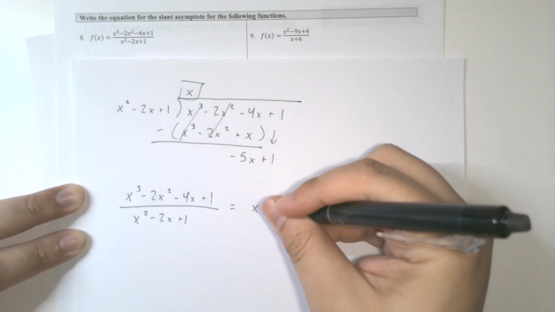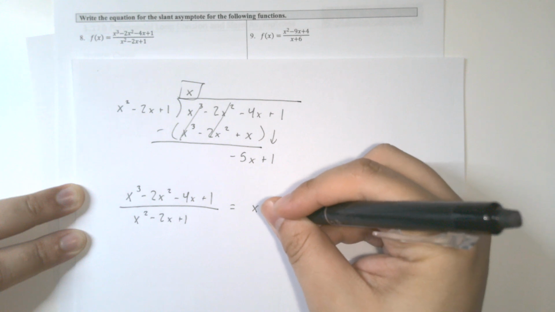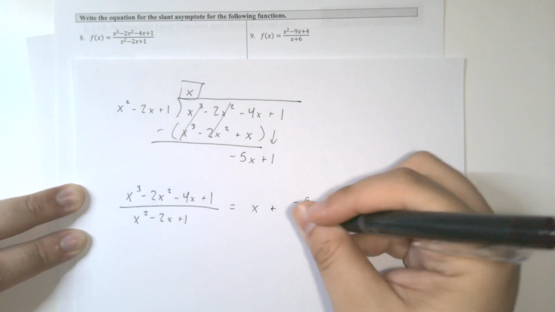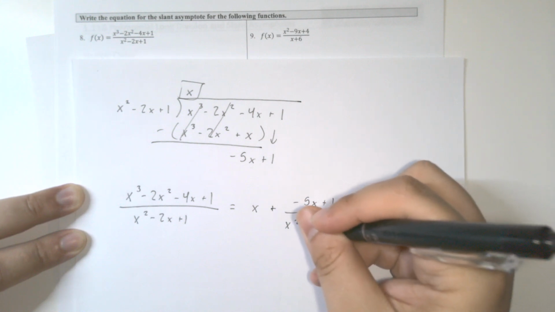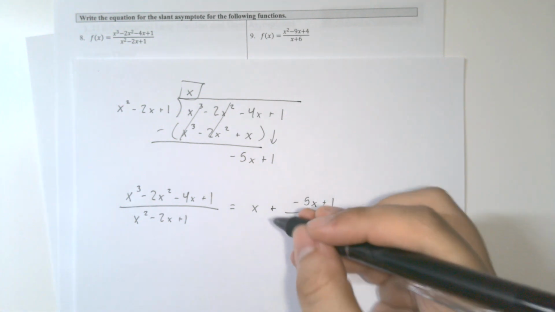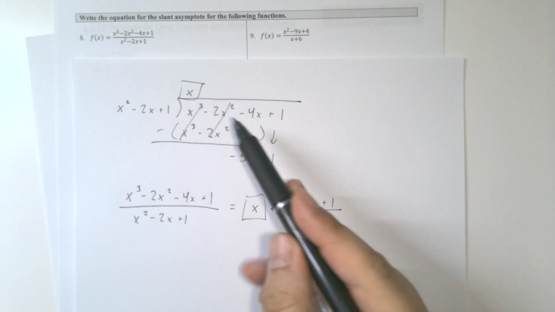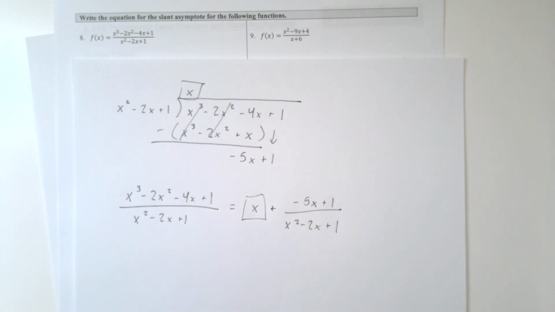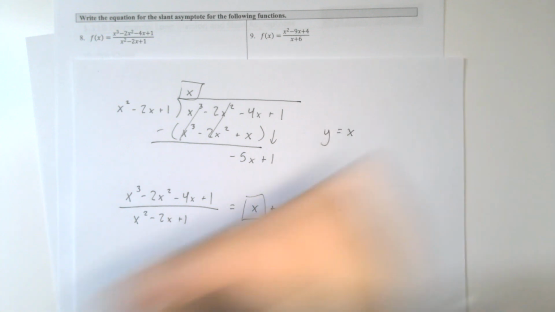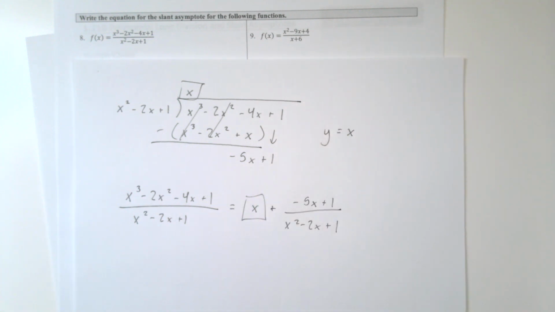It's equal to x, and then minus, well, I'll just write plus, just to keep it simple, negative 5x plus 1 divided by x squared minus 2x plus 1. And this would be our final answer. But again, this part right here, what we have up top, gives us the equation for our slant asymptote. So if we wanted to write the equation, it would be y equals x. And so we can even graph this so that we can see.